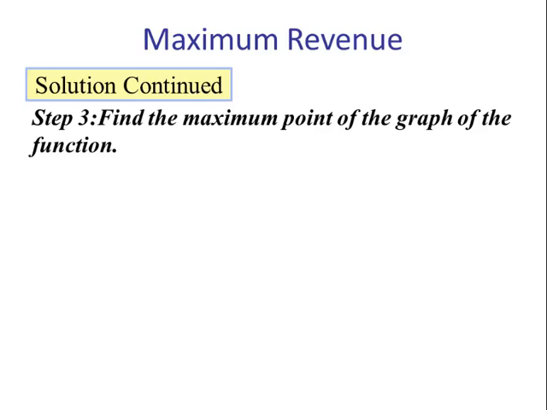So next, to find this maximum point, we use our formula n equals negative b over 2a, which in this case gives us n is equal to 40. This means if we have a group of 40 people, this will give us the maximum revenue.